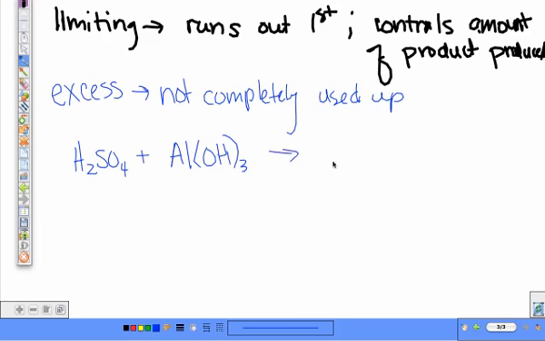This is a double displacement reaction, so we're going to get aluminum sulfate. Sulfate is a 2- charge, so that's going to be our formula, because this was a 3+ and a 2-, so we crossed the charges. Plus H plus OH gives us H2O, water.